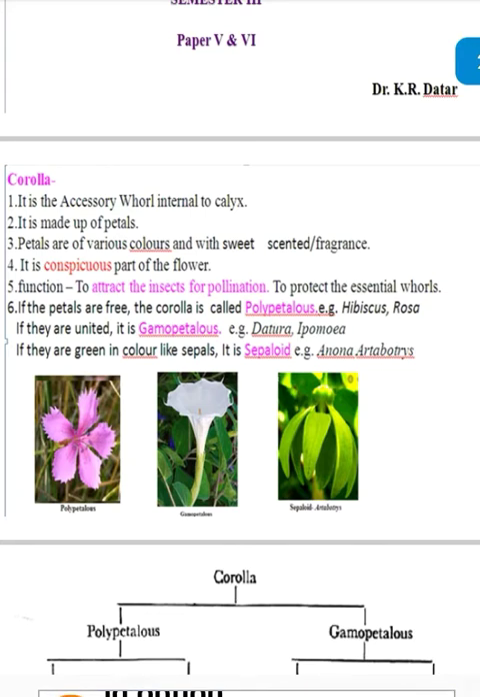If the petals are free, the corolla is polypetalous. If the petals are united, it is gamopetalous. And if the petals are green in color like sepals, it is called sepaloid.